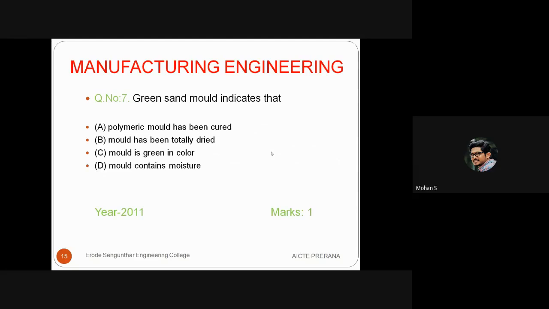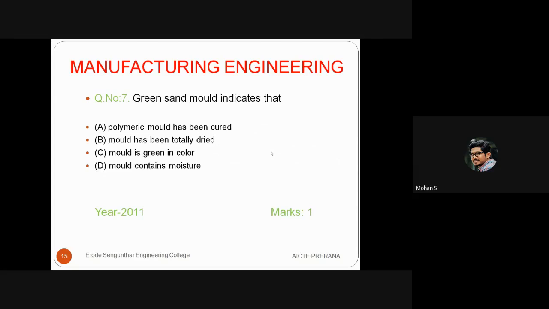Okay, so polymetric molds has been cured. Polymetric mold is nothing but polymer. It means that it is a plastic mold. For manufacturing plastic components, we are not going to use sand as a mold. We have n number of manufacturing processes especially for producing polymetric products, right? So green sand mold has no work with polymetric molds, so we can ignore that particular option.